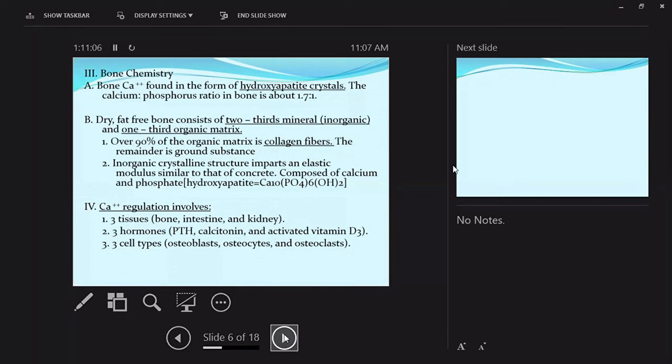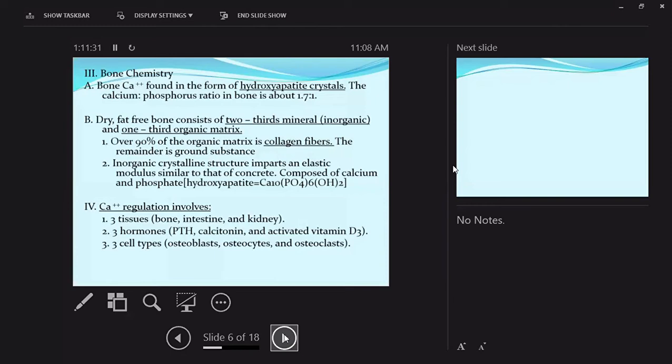Now, 3 hormones: PTH, calcitonin, and vitamin D3. We'll take that up later. Now, how does bone calcification take place?